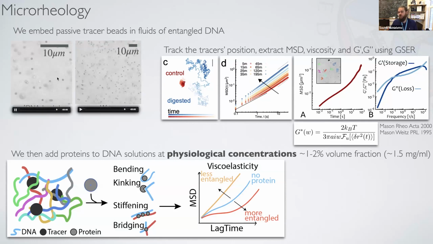So with microrheology we use typically 3 microliters of sample, and this is useful because DNA is quite expensive, so you want to use small samples. With the bulk rheology we have to use milliliters or hundreds of microliters.